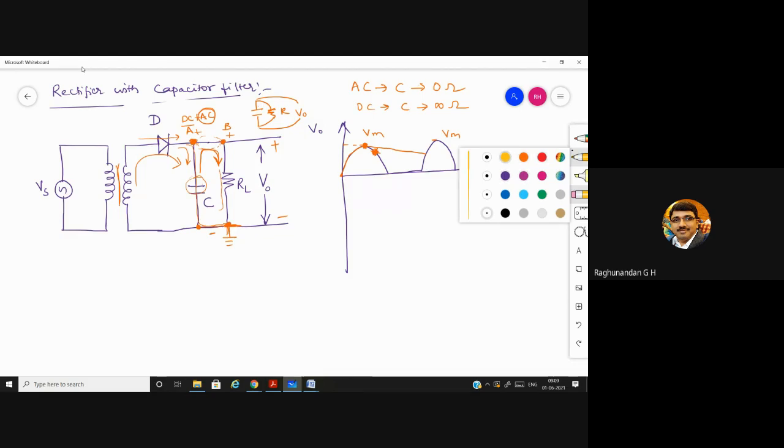See, the red color line, whatever I'm showing, is the capacitor voltage. What I have already drawn is the output voltage which is coming across this node. Now I was telling you that at this particular point, when the voltage reaches node A, the capacitor will also charge to this peak value. So the capacitor and the node are both at the same voltage.